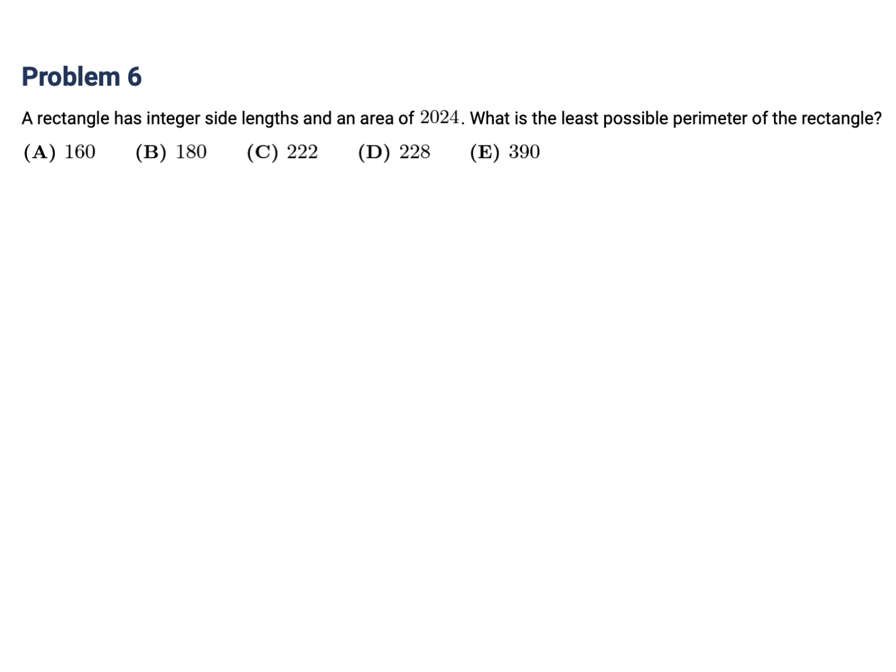A rectangle has integer side lengths and an area of 2024. What is the least possible perimeter of the rectangle? So we've got a rectangle here, and let's just label it A and B, and the area is 2024. So that basically means that A times B is 2024. Got it?